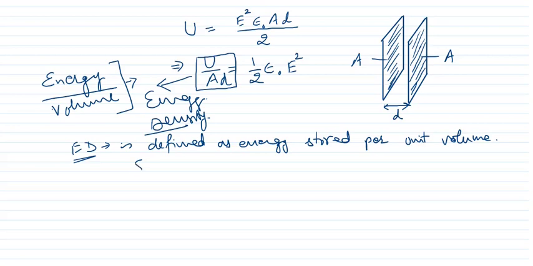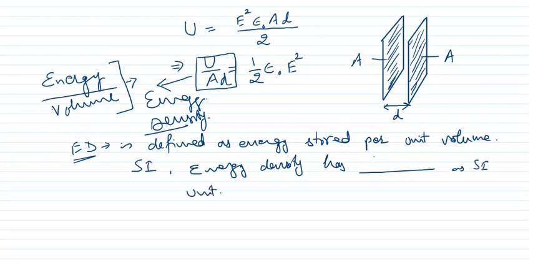So therefore if you talk about the SI unit of energy density, what is the SI unit? The unit of energy is joule, and the unit of volume is cubic meter, so joule per cubic meter. This is the SI unit of energy density.